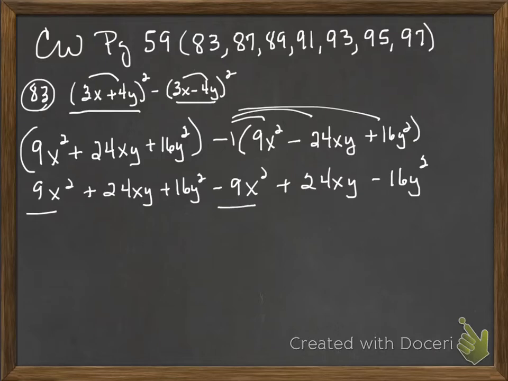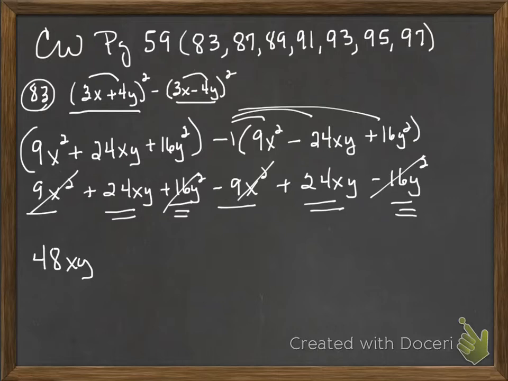So my 9x squareds are going to cancel. The 24xy's are going to combine to be 48xy, and the 16y's are going to cancel. So cancel, cancel, cancel, cancel. That should be your answer.